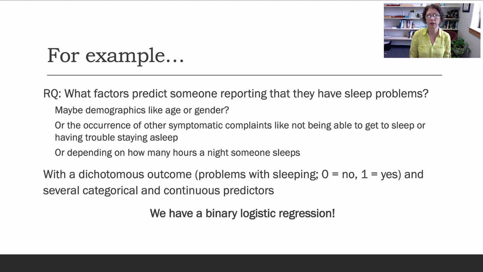So what if we have a research question such as, what factors would predict someone reporting that they have sleep problems? Maybe it could be demographically related, like depending on how old someone is or gender. Or maybe someone who already has other symptoms, like not being able to get to sleep or not being able to stay asleep, would indicate they're more likely to report having a sleep problem. Or depending on how many hours a night they sleep would be an indicator. And when we have this dichotomous outcome of reporting sleeping problems, 0 being no and 1 being yes, and all of these categorical and continuous predictors, we have exactly what we need for a binary logistic regression.